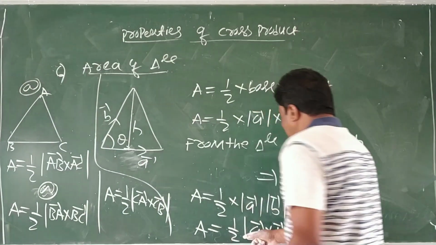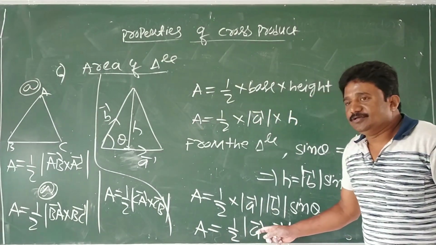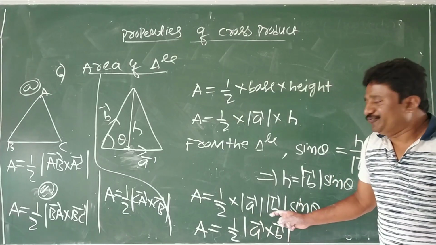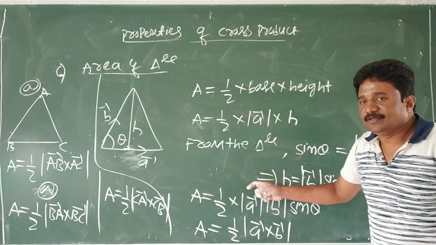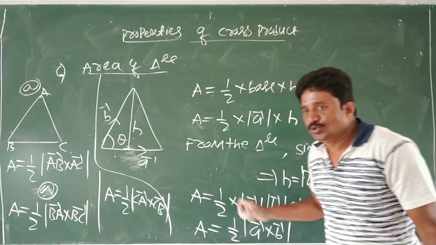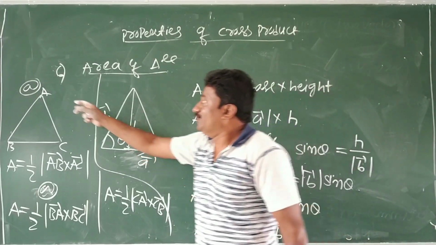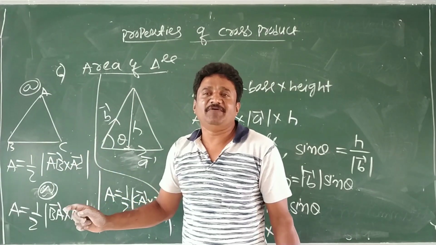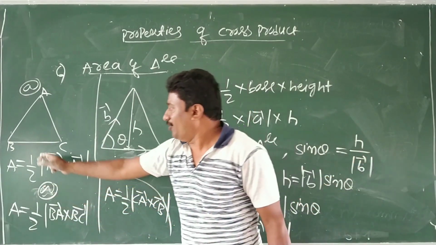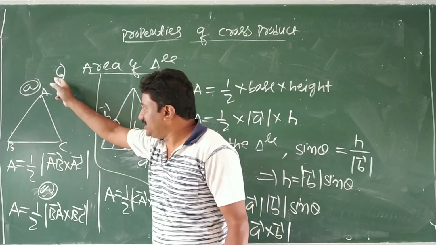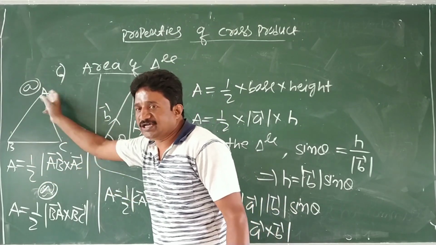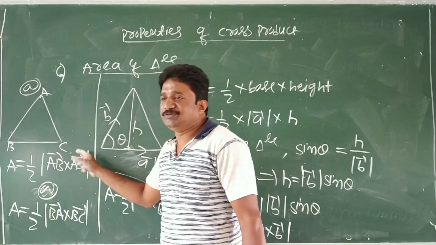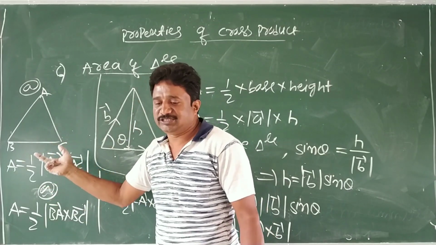Students, if sides are given, then you use this formula: if sides of a triangle, vector A and vector B, are given. If vertices are given, use this formula. If vertices are given, what is the area of the triangle? Half into AB cross AC, two vectors, or half into BA cross BC, or half into CA cross CB.